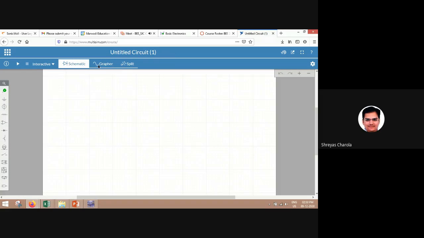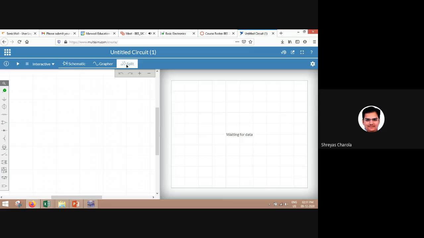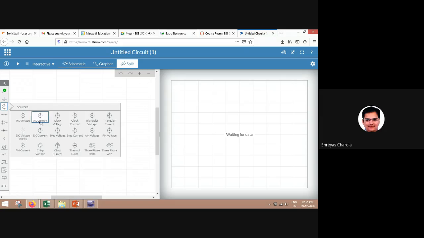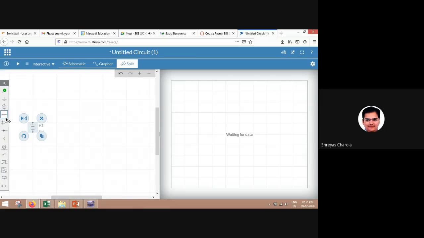Here there's a grapher and a splitter. When you put a splitter, on this side you can draw the circuit, and on this side you can get a graph. There are many things here, like the DC battery. If you want a diode, take the diode and put it here. If you want a resistor, take a resistor and put it here. If you need a ground, put it here, and then connect with this wire.